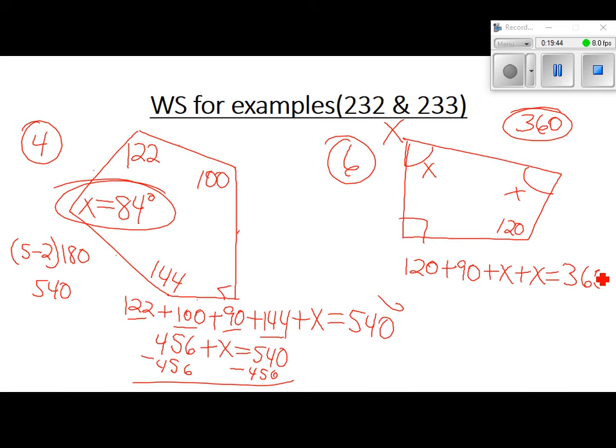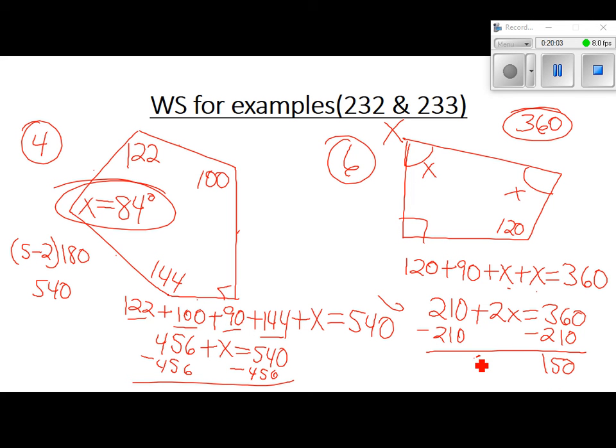What's 120 and 90? 210 plus, what's x and x give? 2x. How do I solve that? Subtract 210. Good. What's that give us? 150 over there. What on the other side? 2x. Now what? Divide by 2. What's x equal? So x equals 75.